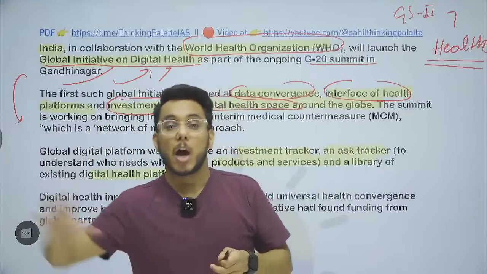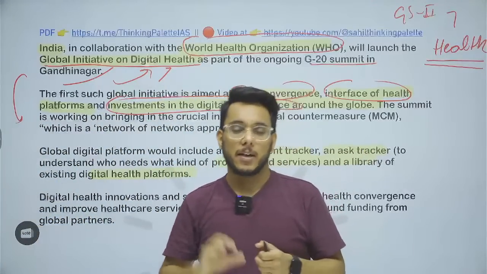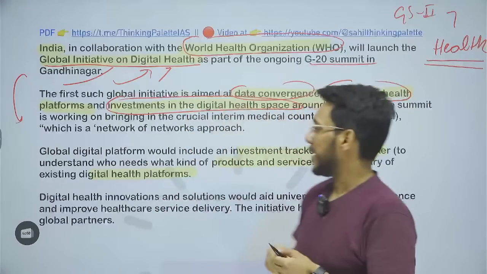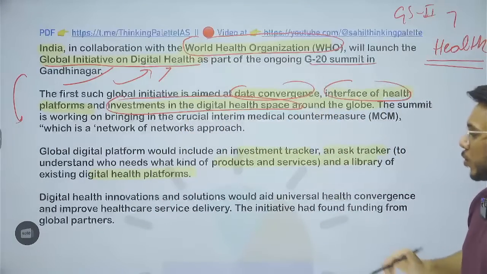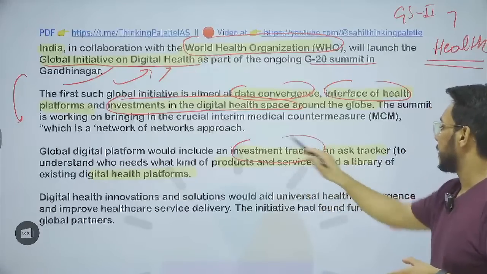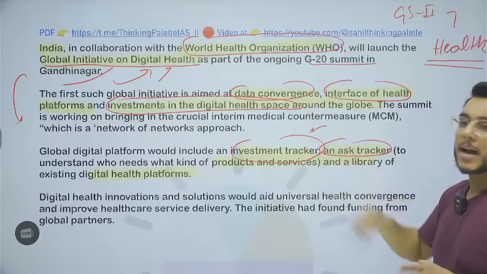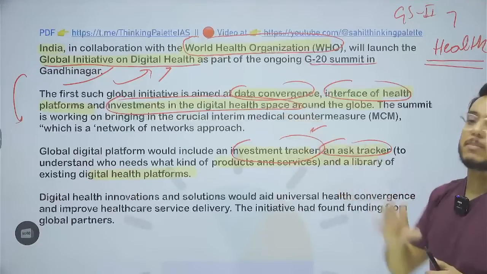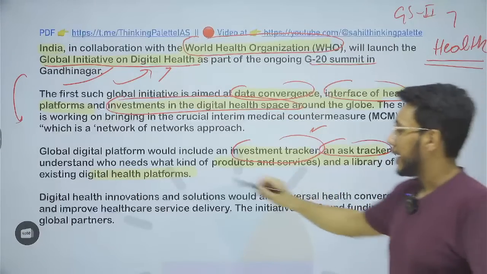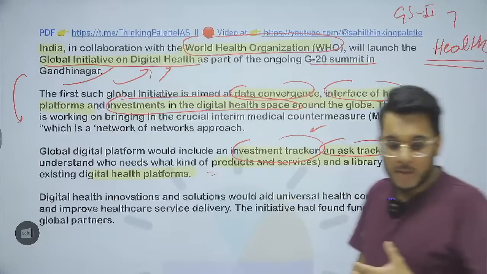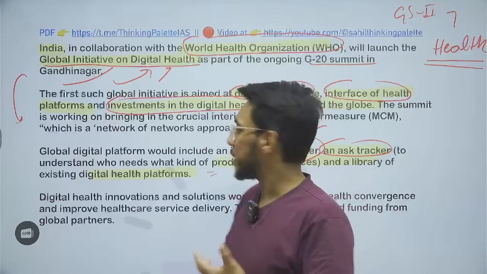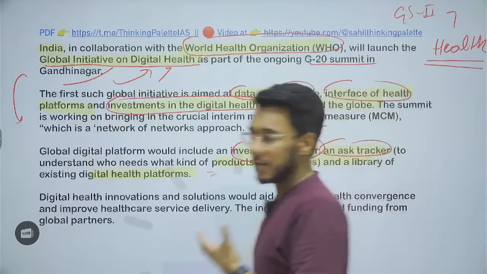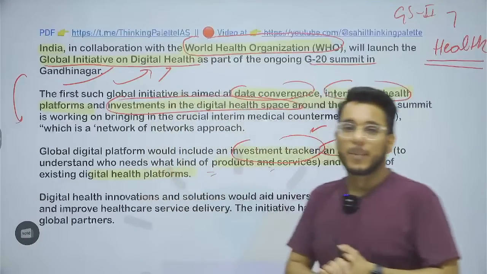The government will see how digital health data can be collected, how citizens can be provided the health interface through digital means. Also, they will include an investment tracker and an ask tracker. Investment tracker is about how investment in health can be mobilized from the private sector and other places. Ask tracker, where they will try to learn from people, from individuals, what kind of products and services, health products they need. Okay, so this is something that the government is coming out with.